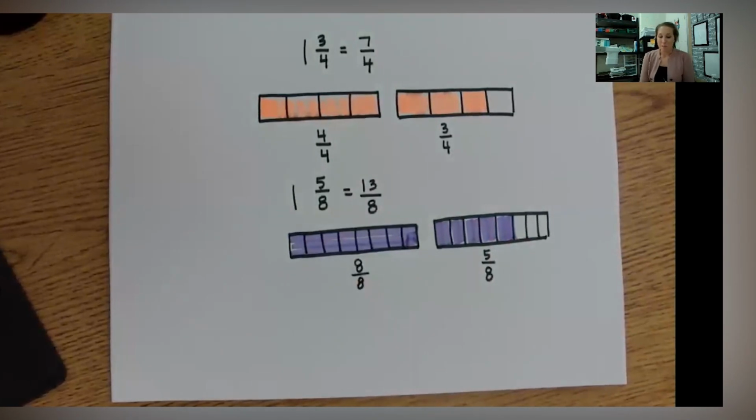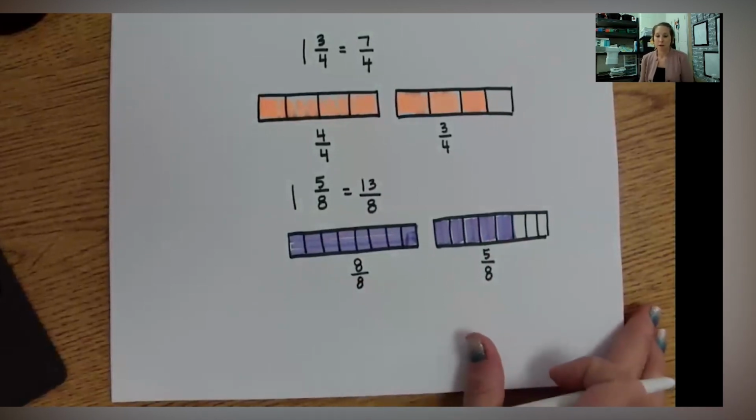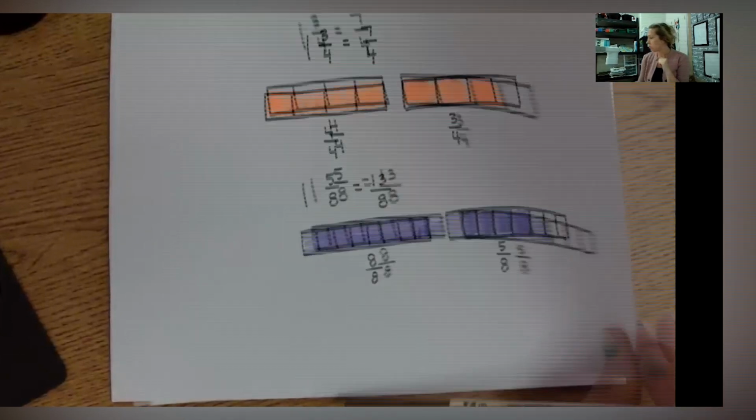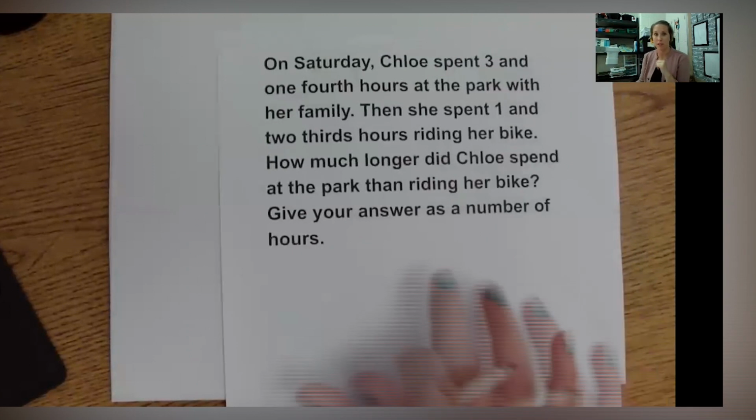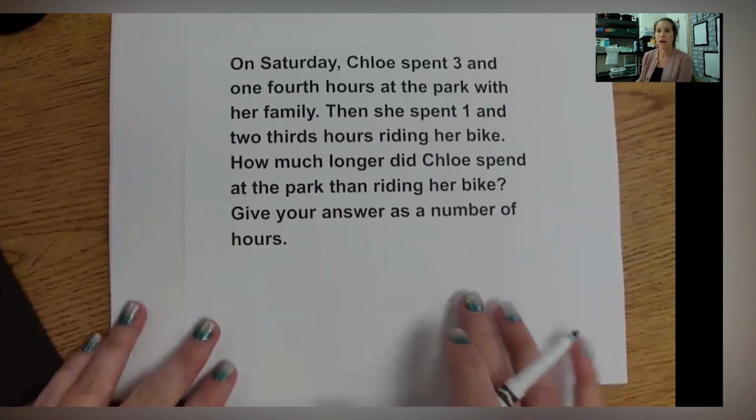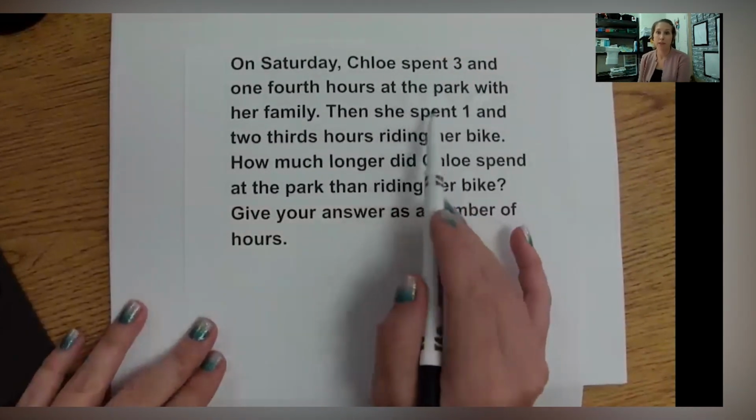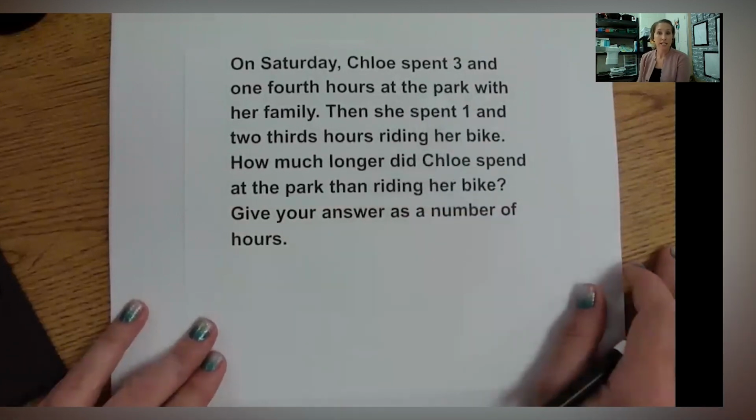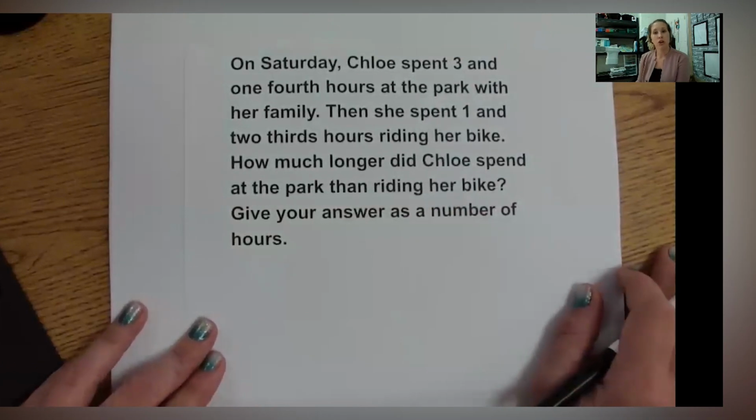Great job warming up. Now, are we ready to do some subtraction problems with mixed numbers? I want you to think about a mixed number, but let's think it through with a real problem. Are you ready? Follow along on the screen and read it with me. On Saturday, Chloe spent 3 1/4 hours at the park with her family. Then she spent 1 2/3 hours riding her bike. How much longer did Chloe spend at the park than riding her bike? Give your answer as a number of hours.